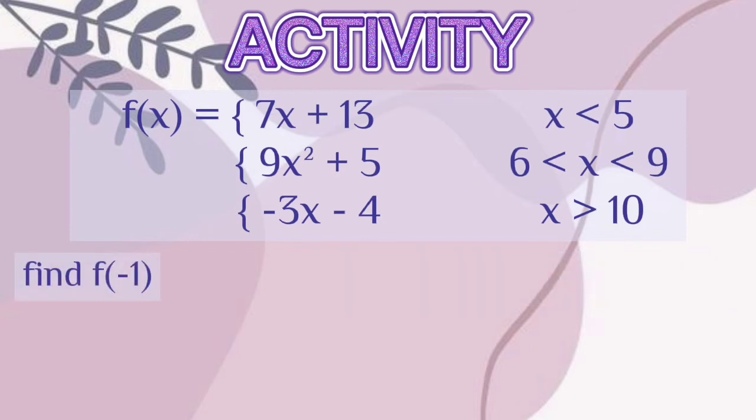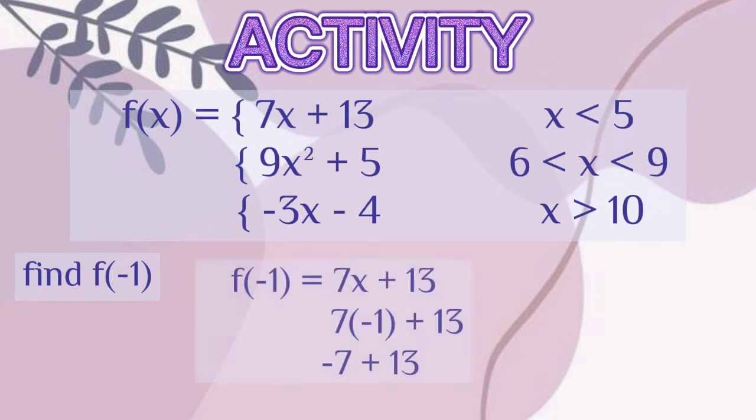First, find f(-1), where the value of x is -1. Since -1 is less than 5, we will be using x is less than 5 and the expression 7x plus 13. We will substitute -1 for x, and we will have 7 multiplied by -1 plus 13. -1 times 7 is equal to -7, so we'll have -7 plus 13. -7 plus 13 is equal to 6.